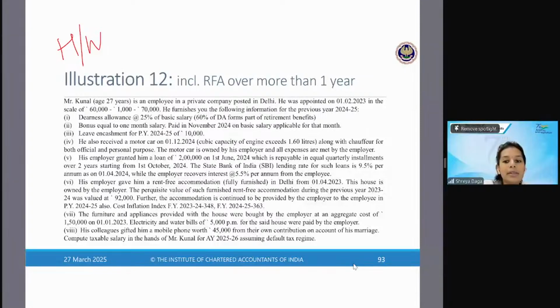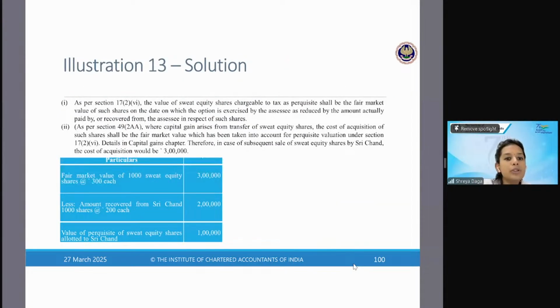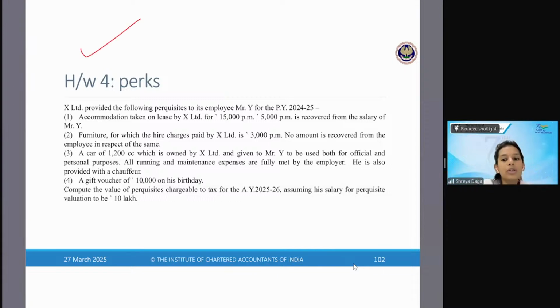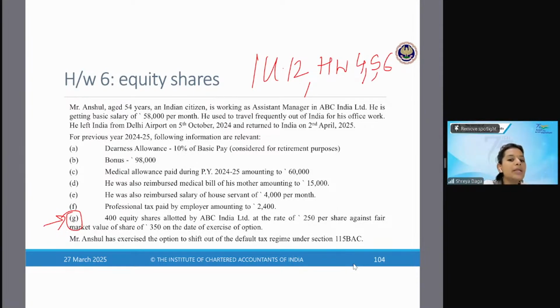Illustration 12. After that, sweat equity, you don't know, you leave that. After that, you should be able to do this sum as homework, homework number 4. You should be able to do homework number 5. You will not be able to do homework number 6, or you may be able to do most of the parts. Maybe only G you will not be able to do. So it's okay. You leave point number G and you do all the others. So your homework is illustration 12, homework number 4, 5, and 6, where you may not be able to do G, but other than G, you can do everything. So please attempt it.